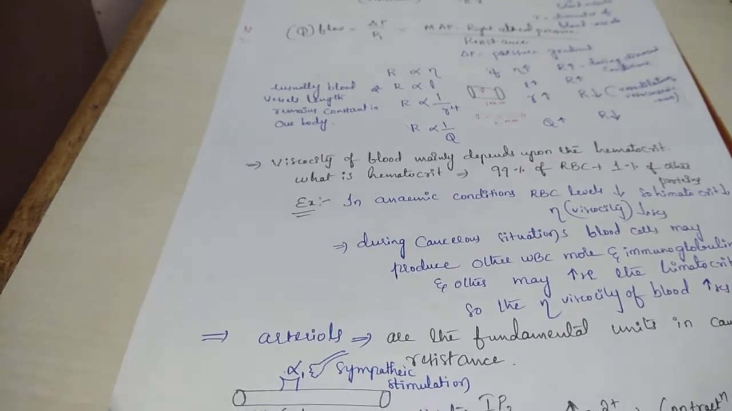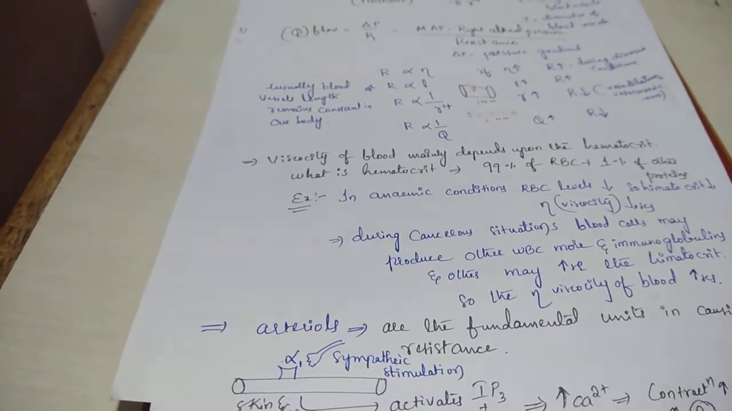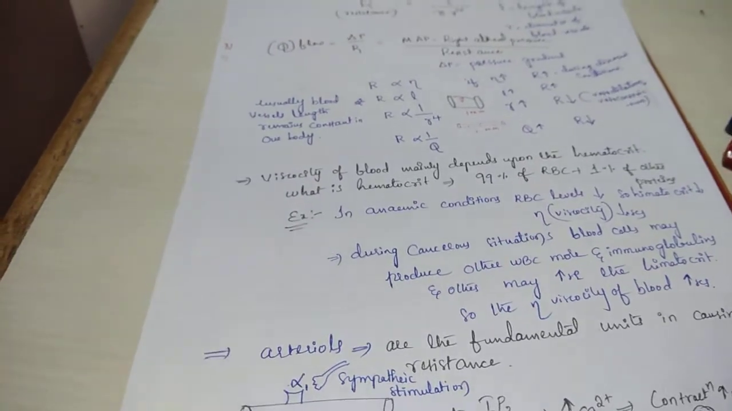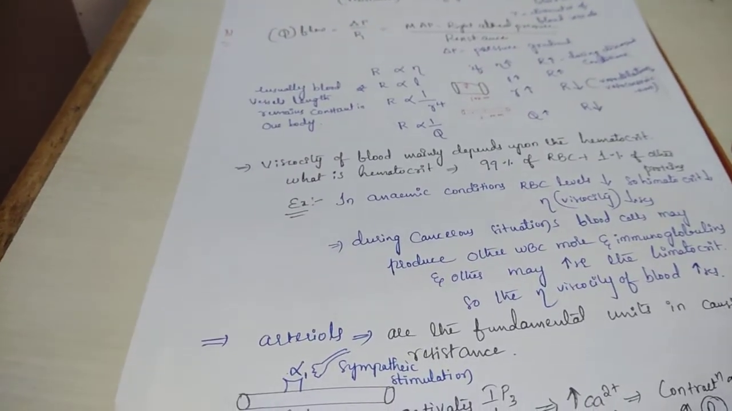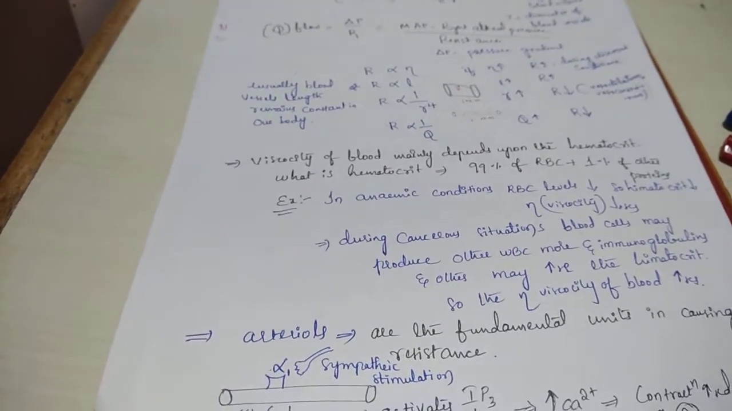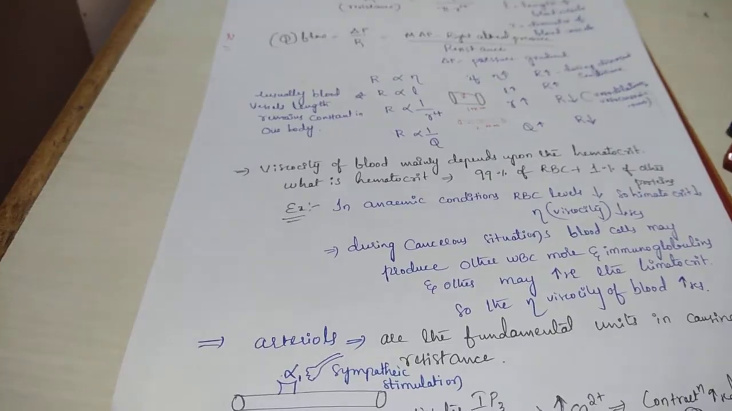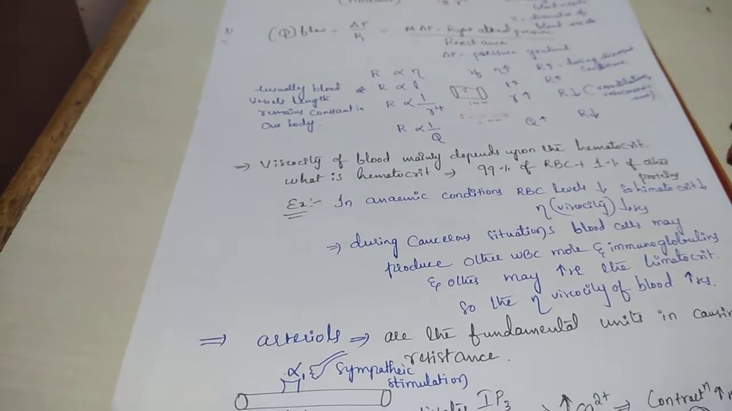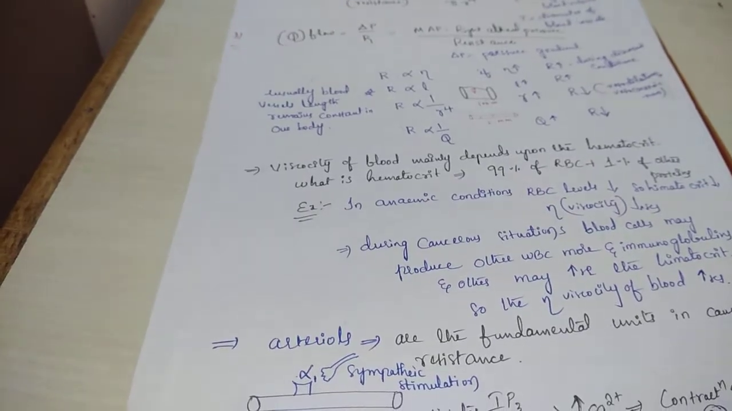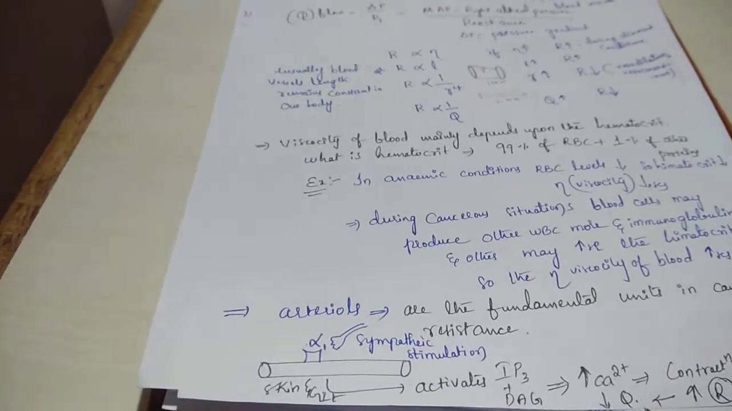Blood vessels are mainly made up of smooth muscles, and contraction of smooth muscles may lead to reduced diameter, so there is a reduced radius. A reduced radius may increase the resistance. If resistance increases, the flow rate will be decreased.